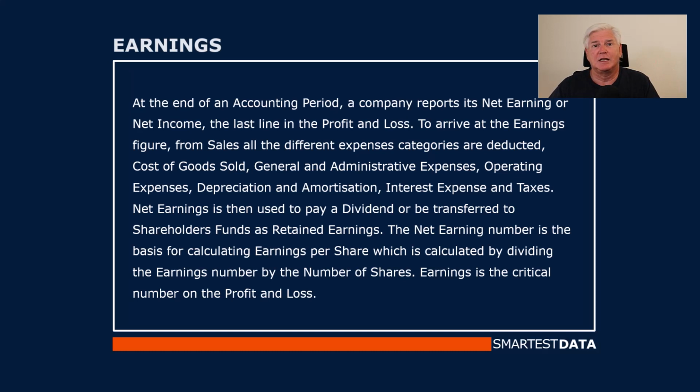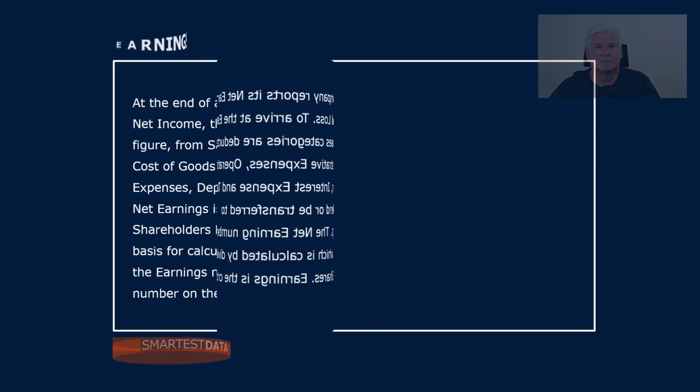Net earnings is then used to either pay dividends or transfer to shareholders' funds held as retained earnings. The net earnings number is the basis for calculating earnings per share, which is calculated by dividing the earnings number by the number of outstanding shares. Earnings is a critical number on the profit and loss.